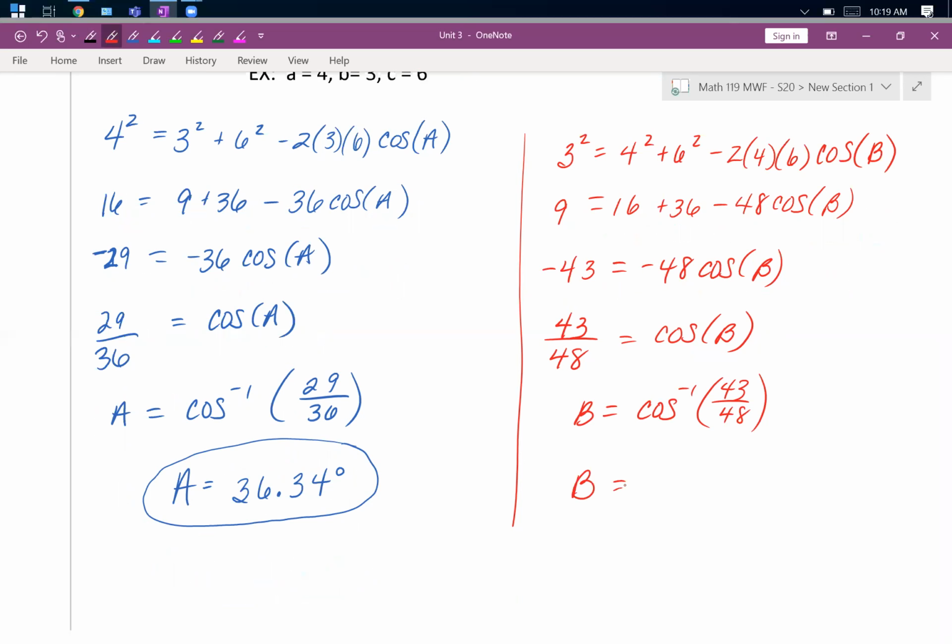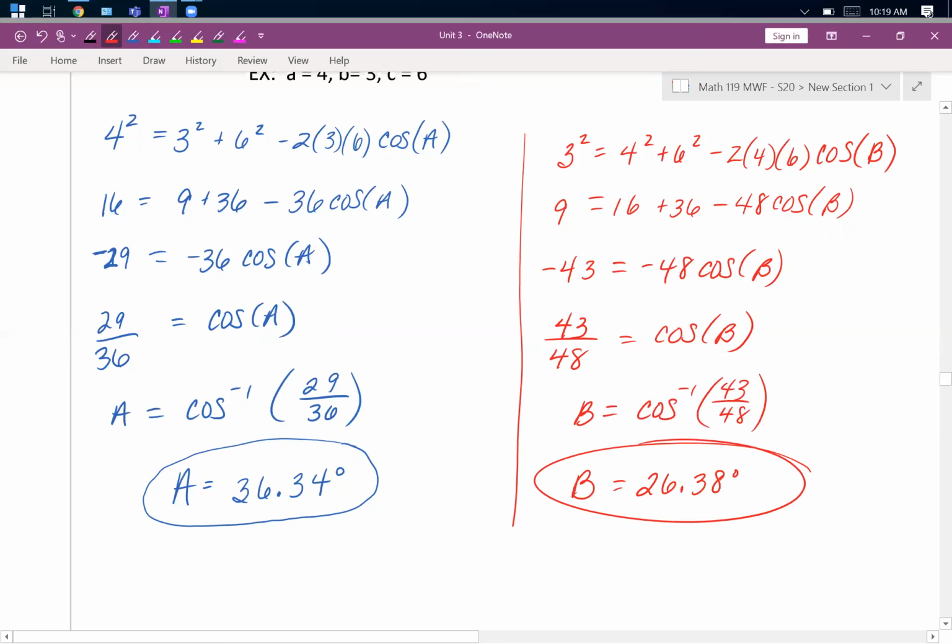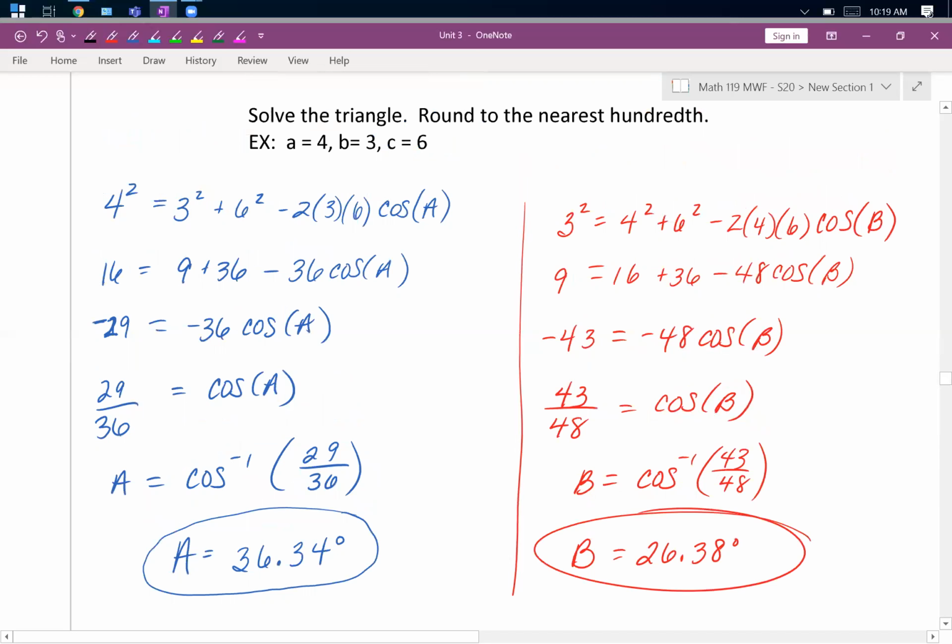26.38. Great. Now, technically, we could have used law of sines to find that second angle because we did have a known pair with the A's. But the reason I opted not to is because I didn't want to work with a rounded angle. If I went back to the original, I would be working with all given values and no rounded values. So although we could have used law of sines, I opted for this one for a more accurate answer.